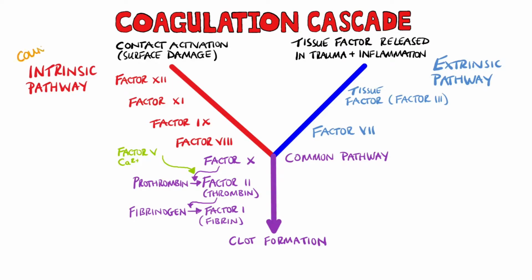The way I remember which factors are in the intrinsic pathway and which are extrinsic is by thinking of when they do countdowns. For example, they say countdown in 3, 2, 1, but this time we remember that the countdown is in the intrinsic pathway, 12, 11, 9, 8. Another way is that the extrinsic pathway contains factors 7 and 3, which is tissue factor, and so they sum up to 10, which is also written as an X. It's a bit of a stretch, but it helps me remember them.